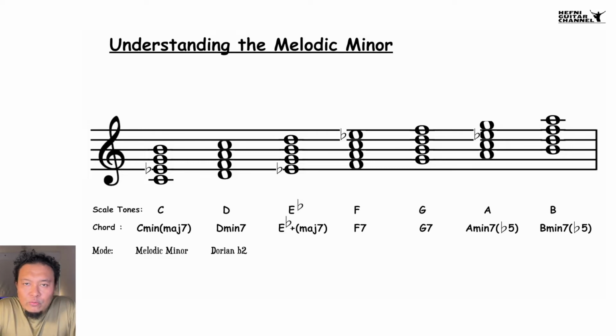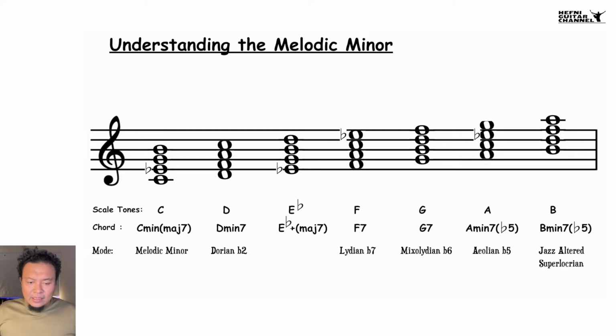We're going to go to mode 4. This one is important. This is Lydian dominant or Lydian flat 7 over the F7. The fifth mode is also very important. This one is the Mixolydian flat 6. Mode 6 is Aeolian flat 5, and mode 7 is called the jazz altered scale, the altered scale, or sometimes the Superlocrian. Although I've seen some books call the Superlocrian as mode 6, okay, but we are going to use this convention where mode 7, we'll just call it Superlocrian or the jazz altered scale.